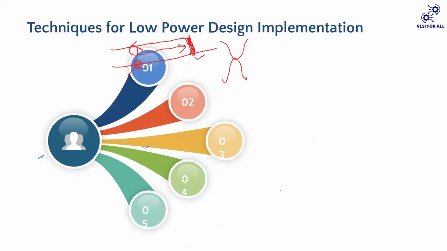You don't want that, so they came up with the first technique, called clock gating. In the VLSI field, whenever you say gating, it is like a gate which you can open and close, correct? This technique is developed so that you can reduce your switching activity, which helps reduce your dynamic power, correct?